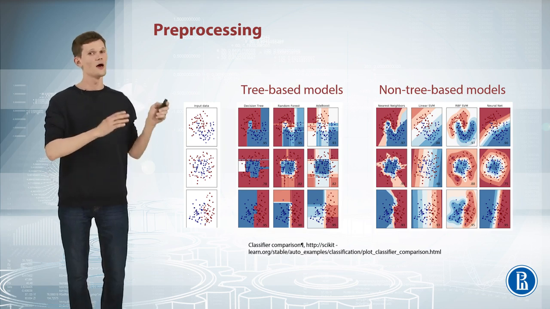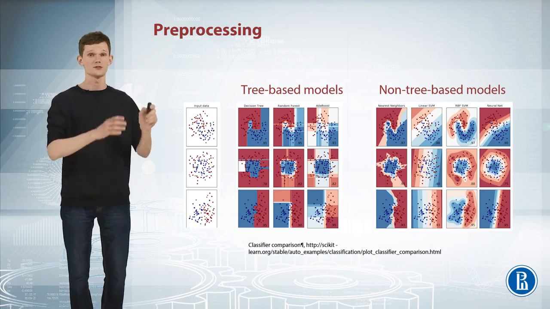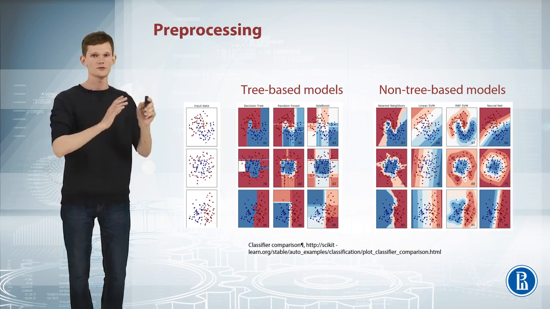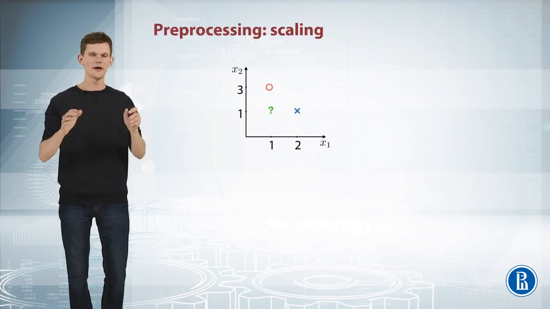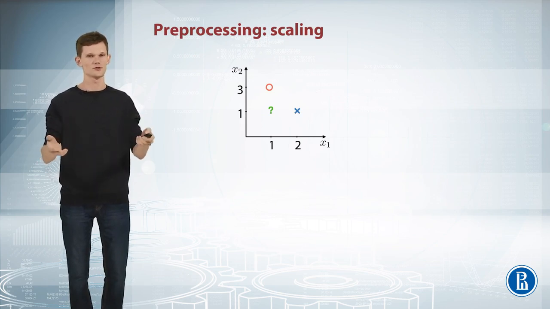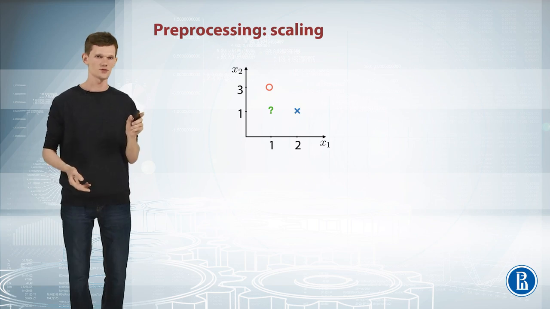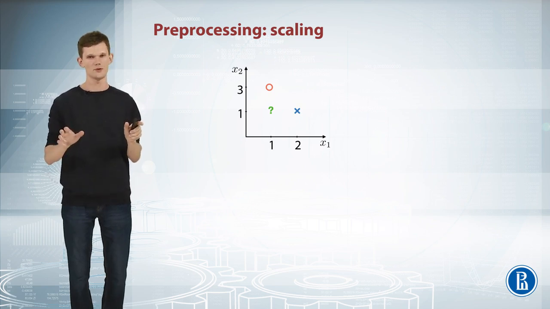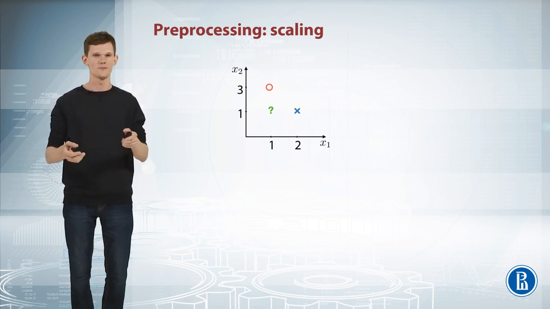On the other side, there are models which depend on this kind of transformations, the model based on nearest neighbors, linear models, and neural network. Let's consider the following example. We have a binary classification task with two features. The objects in the picture belong to different classes, the red circle to class 0 and the blue cross to class 1. And finally, the class of the green object is unknown.